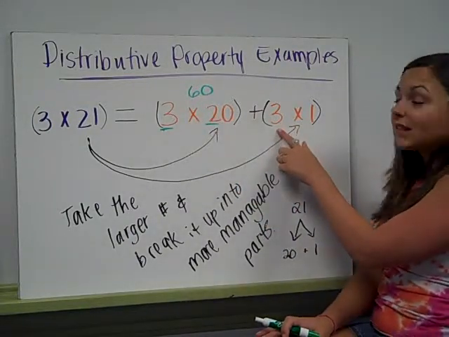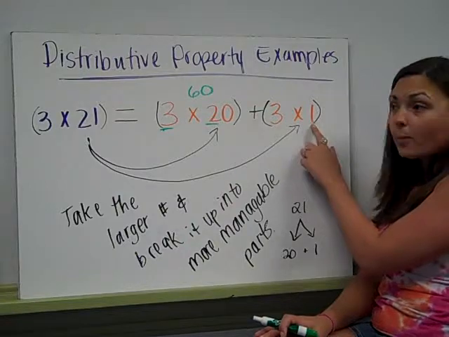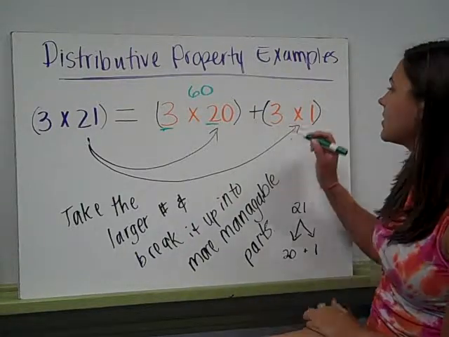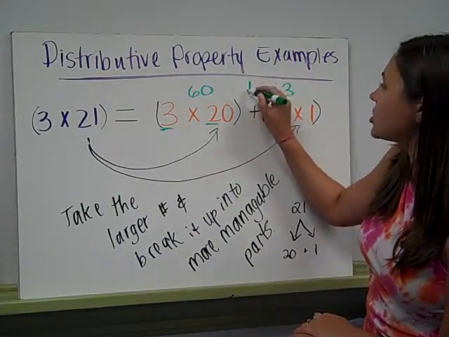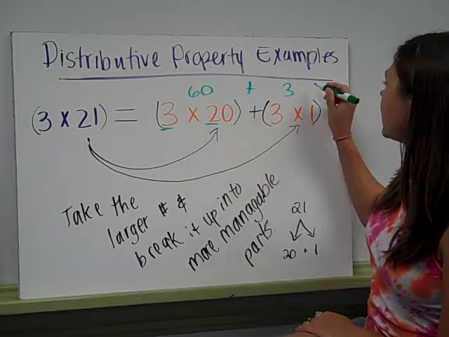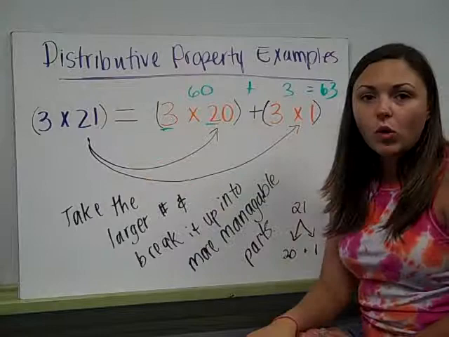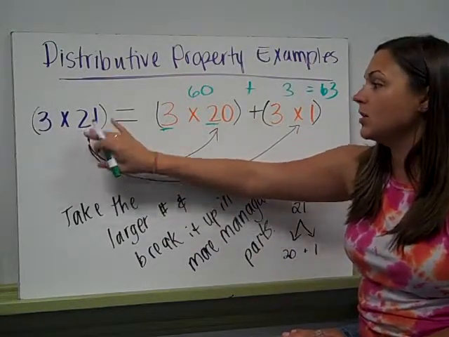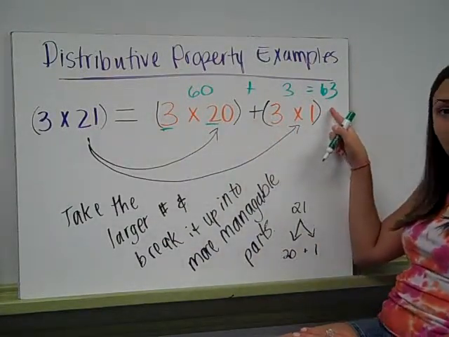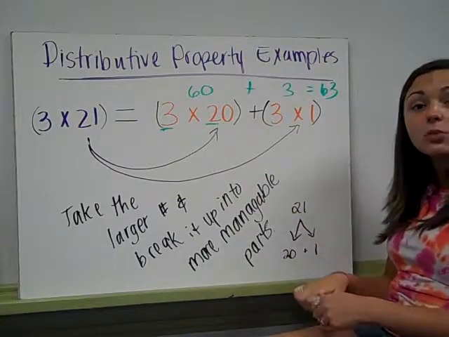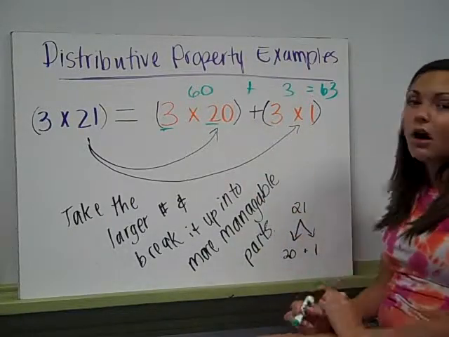Over here, we know anything times 1, as stated in the identity property, is itself. So 3 times 1 is 3. Now I would just add 60 plus 3, and I get 63. So my product for 3 times 21 is 63. I just broke it up into more manageable numbers so that I could solve it.